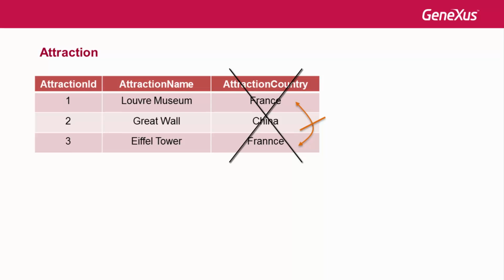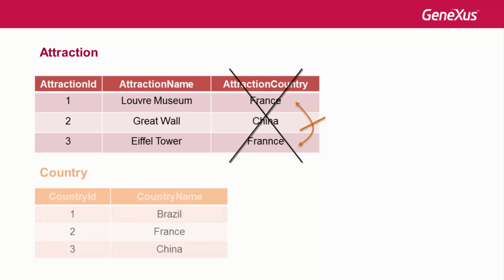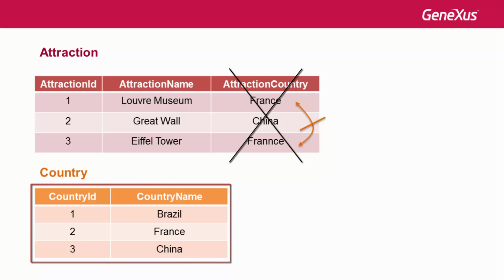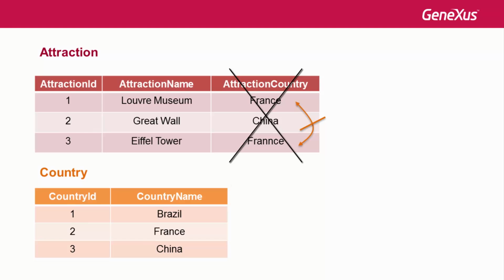It seems more reasonable to enter the country only once, in a single location, and then for each attraction make reference to the corresponding country. This is to say, we should define something like this. One location where countries are stored. And in attractions, we make reference to the corresponding country identifiers. The Louvre is in France, country 2. The Great Wall is in China, country 3. And the Eiffel Tower is in France, also 2.